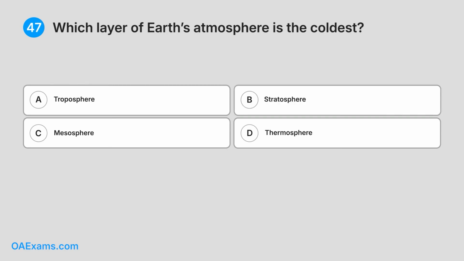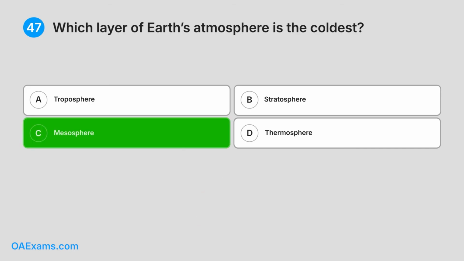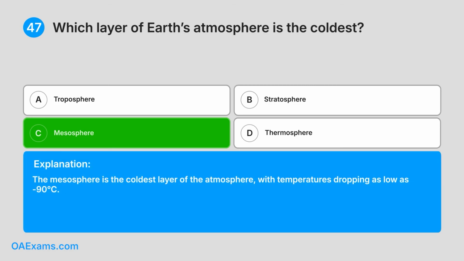47. Which layer of Earth's atmosphere is the coldest? A. Troposphere. B. Stratosphere. C. Mesosphere. D. Thermosphere. Can you guess the answer? Correct answer: C. Mesosphere. Explanation: The mesosphere is the coldest layer of the atmosphere, with temperatures dropping as low as minus 90 degrees Celsius.